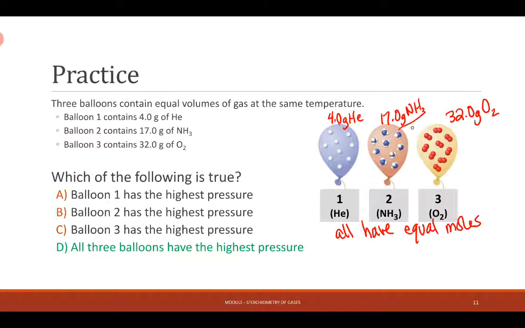They all have 1 mole of gas. So even though they have different masses, they all contain the same amount. And so if we look at our PV = nRT, or solve for P, they are equal volumes, so the denominator is the same throughout. They are at the same temperature, so that's equal, and n is equal. So all three of these balloons have constant, constant, constant, constant. So pressure is constant throughout.